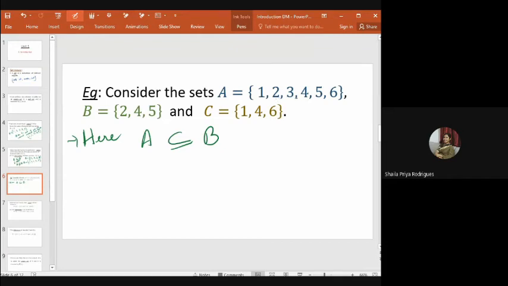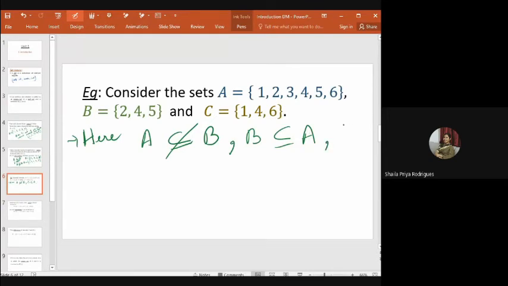The elements 2, 4, and 5 of A are present in B, but 1, 3, and 6 are not present, right? So A is not a subset of B. Please write this. Next, I want you to check whether B is a subset of A. Is B a subset of A? 2, 4, and 5, all the 3 elements are present in A. So yes, B is a subset of A.